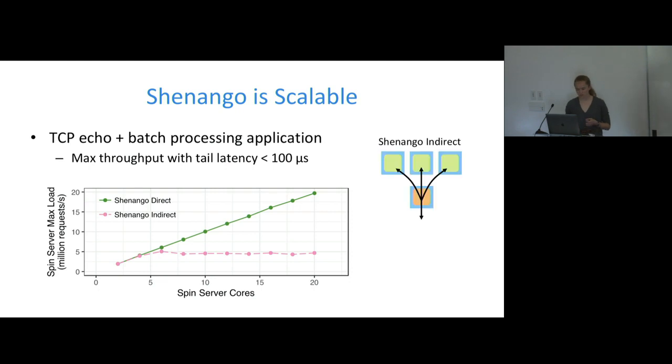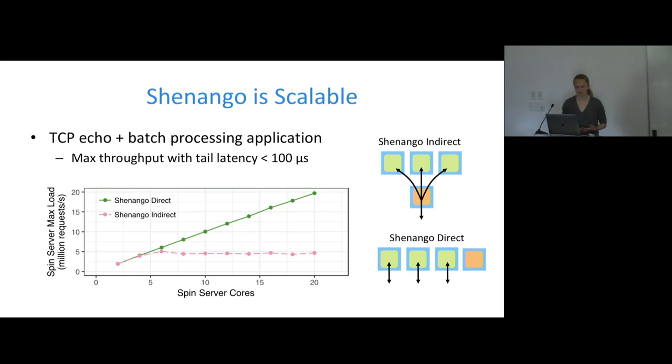The reason for this is that in Shenango indirect, the I/O kernel steered all packets to and from runtimes. So it would receive packets from the network hardware, steer them up to the runtime cores, and on the egress path, it would collect packets from runtimes and then send them out on the NIC. In contrast, Shenango direct, which is what I've described so far today, has runtime cores directly interact with the networking hardware.